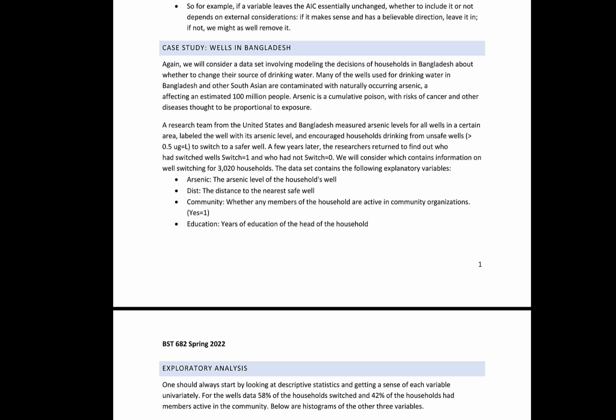After a few years, the researchers returned to find out who had switched, and so in this case, switch would be equal to 1, and those who had not switched, switch equal to 0. And so this is going to be our outcome. We will consider data which contains information on well switching for 3,200 households, and the data set contains the following explanatory variables. There's the actual arsenic level of the household's well, the distance to the nearest safe well, whether or not members of the household are active in community organizations, and education. This is years of education for the head of the household.